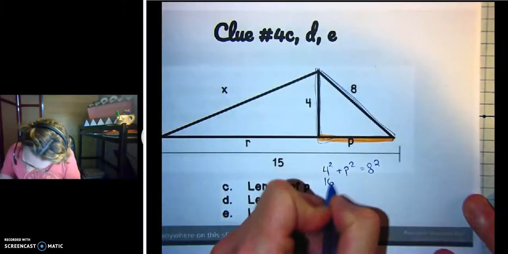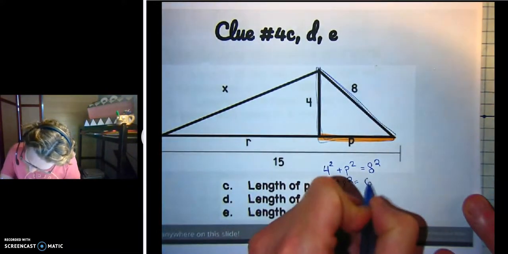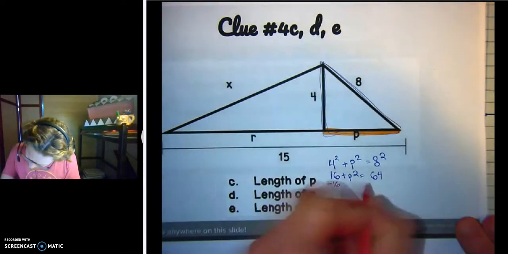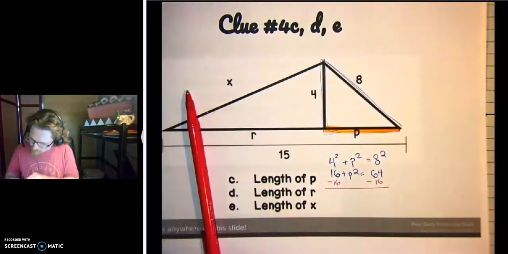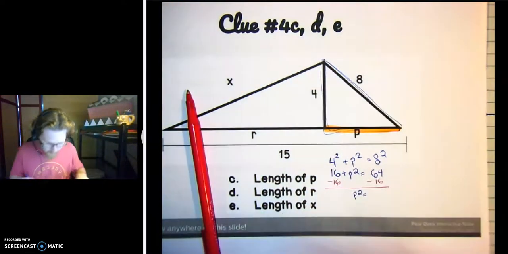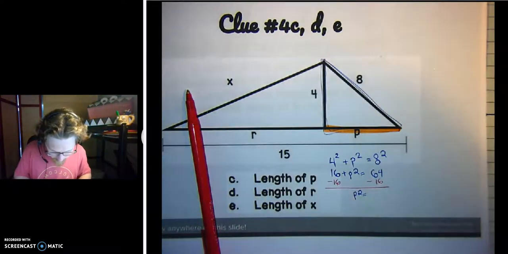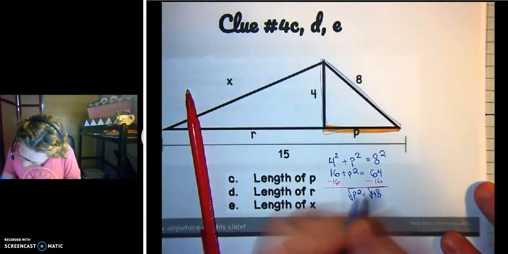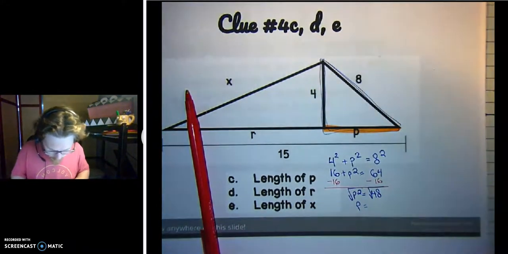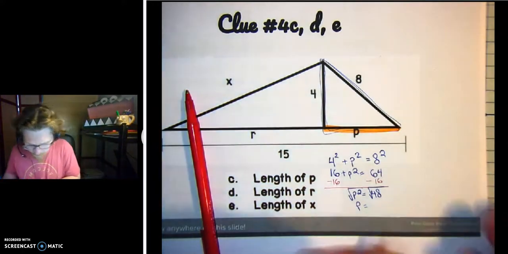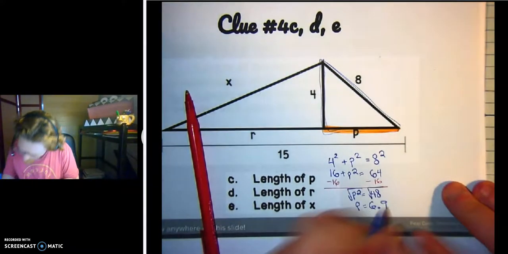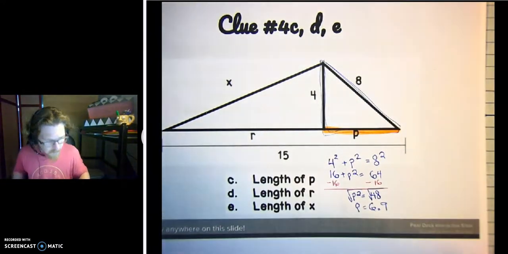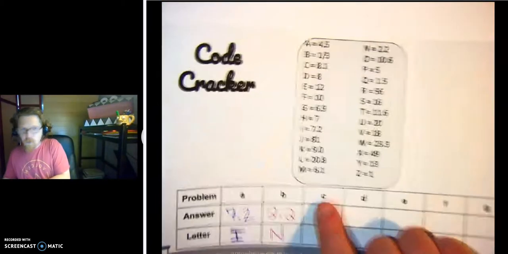4 times 4 is 16 plus p squared. 8 times 8 is 64. And I have to do a little inverse operations. I'm going to subtract 16 on both sides, and I get that p squared is equal to 64 take away 16, that's 48. And I take the square root, and I get that p is equal to almost 7, but not quite. We're going to say it's 6.9. So the length of p is 6.9, and so I'm going to go to my code cracker, question C.